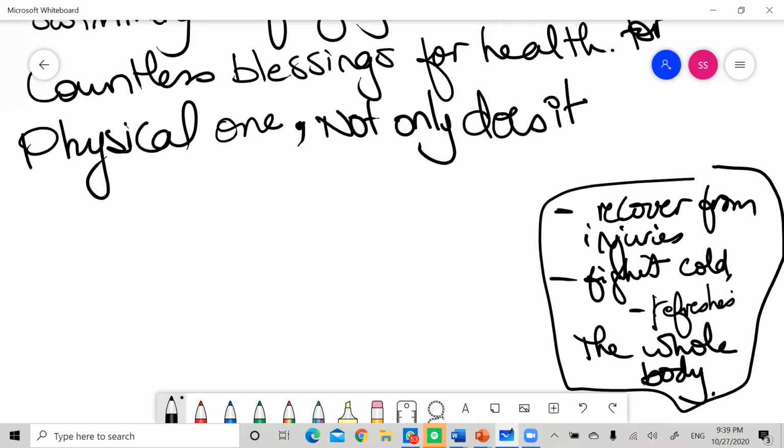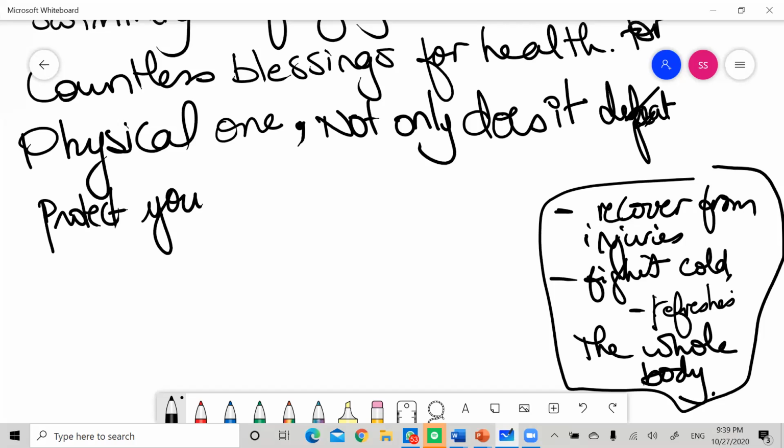Fight fever. Fever is also cold. But what about "fight" here? Not only, how can I change it? Can I find another synonym? Yes, I need another word for fight. Defeat. Okay, or I can say protect. Not only does it defeat, or let's say protect. Protect is more applicable. Not only does it protect you from fever, what else?